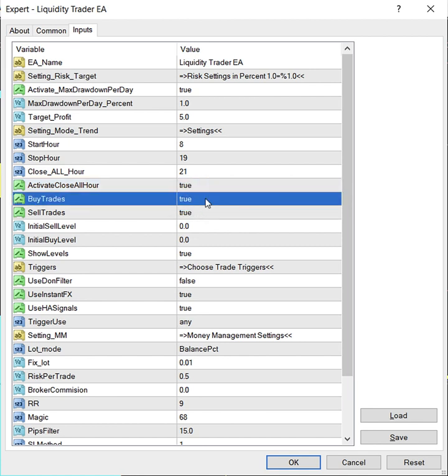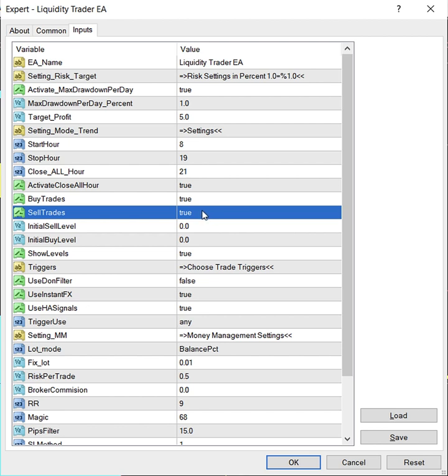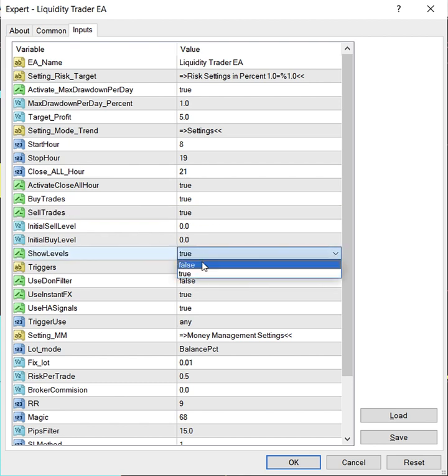You can have the buy trades, sell trades active, or you can choose which ones you want. Here you can enter the initial sell level and the initial buy level, where the market should look for places to start looking then for triggers for entry. You can decide if you want to have these visible on the chart, so you can have this to true. By default it's true. You can have it false if you don't want to have them visible.